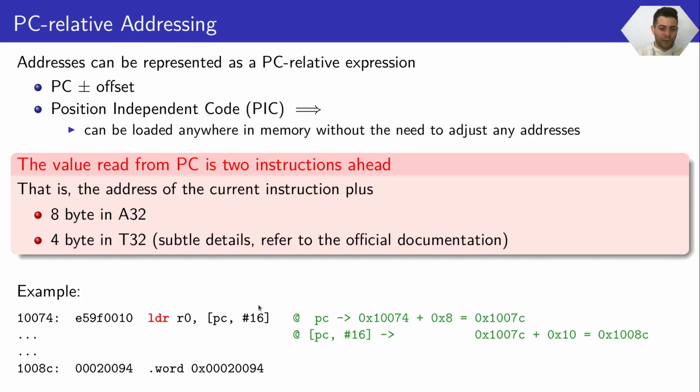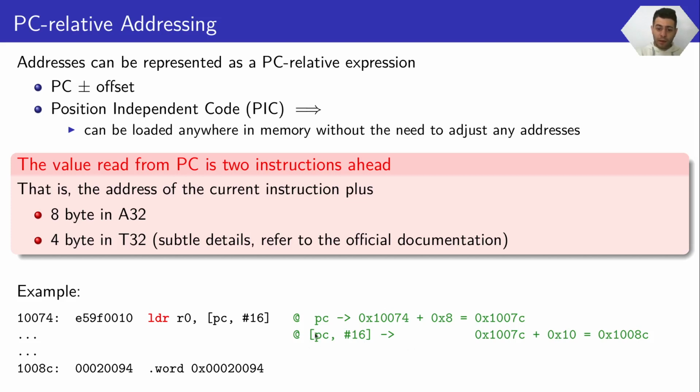So let's see an example. In this case, we want to load into R0 the value pointed from the program counter to 16. So here we got the program counter. 74 is the address of this instruction, but in reality the program counter is ahead by 8 bytes. So in reality at this point the program counter is at the 7C address.